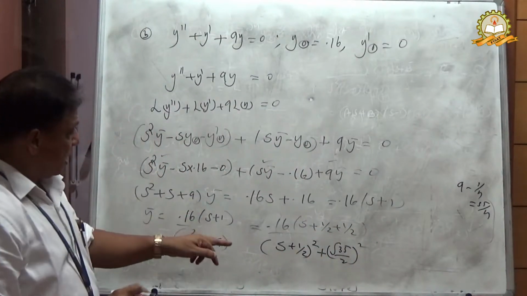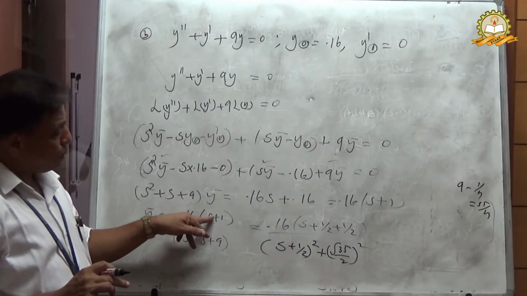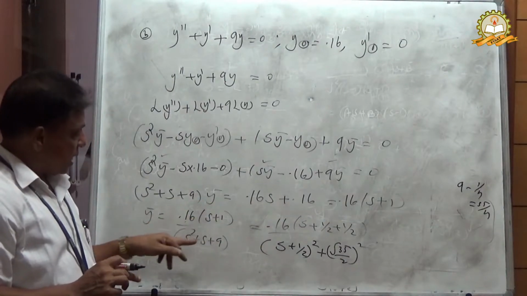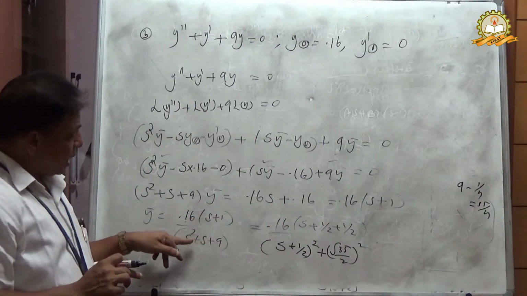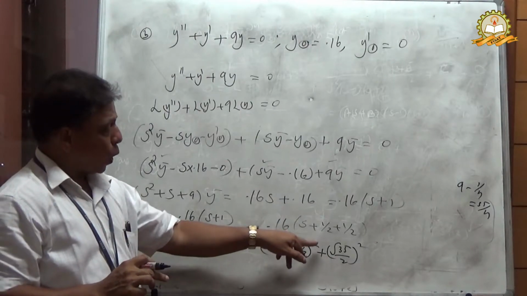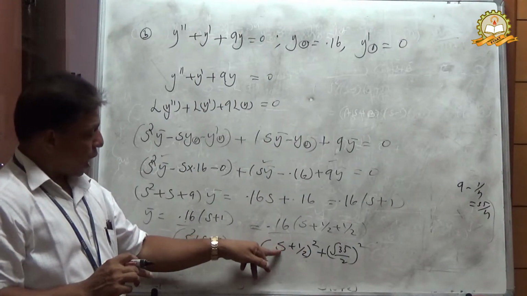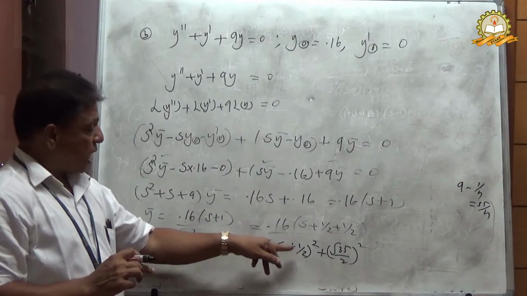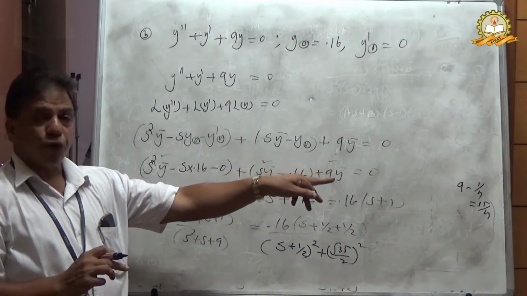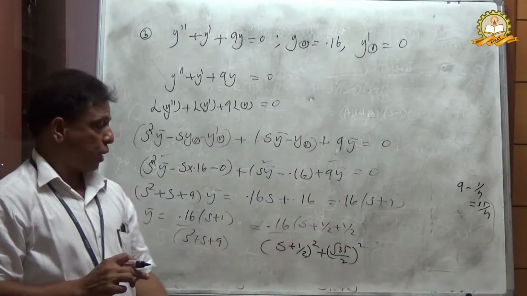Just listen here. Here, 0.16 into s plus 1. This s plus 1 can be split into s plus 1 by 2 plus 1 by 2. The denominator s square plus s plus 9 can be taken as s plus 1 by 2 the whole square. When we expand this term, s square plus s plus 1 by 4, that 1 by 4 is subtracted from 9. 9 minus 1 by 4 is equal to 35 by 4. This 35 by 4 can be taken as root 35 by 2 the whole square.